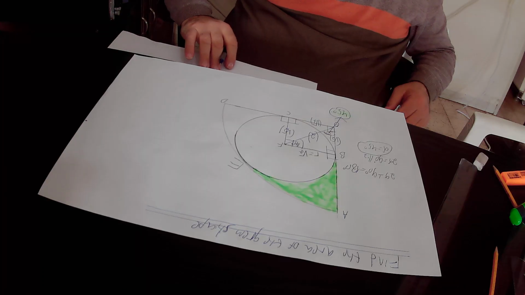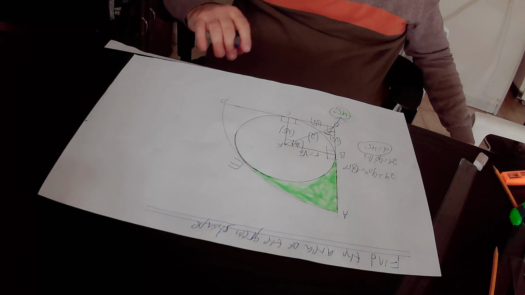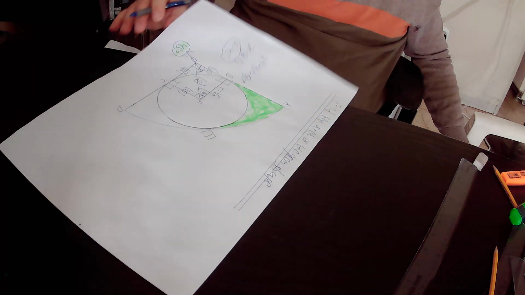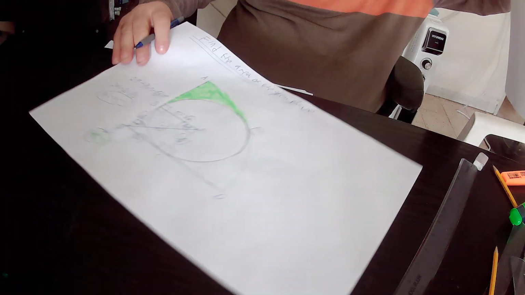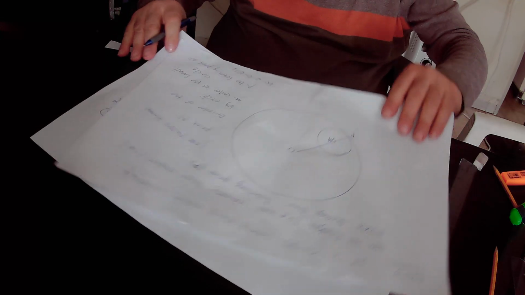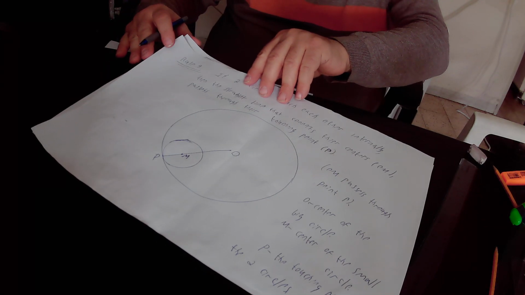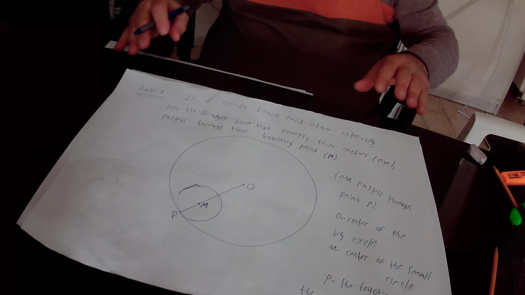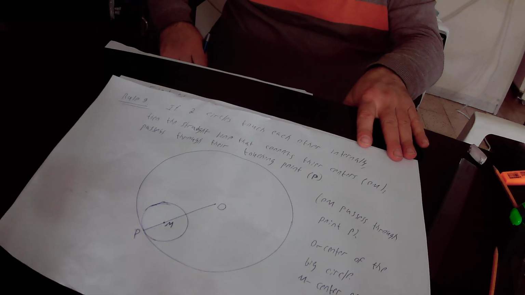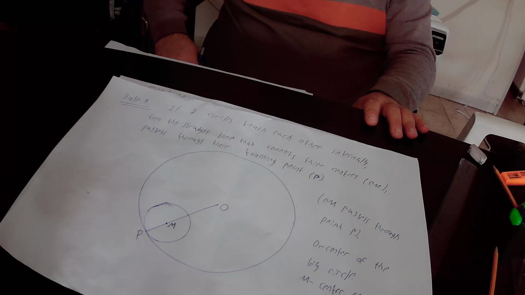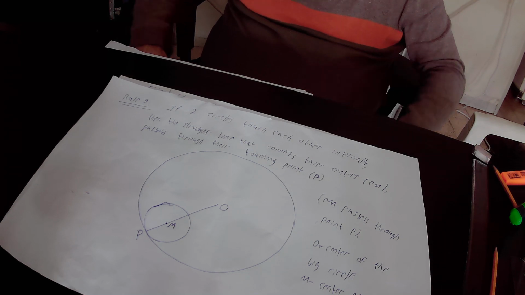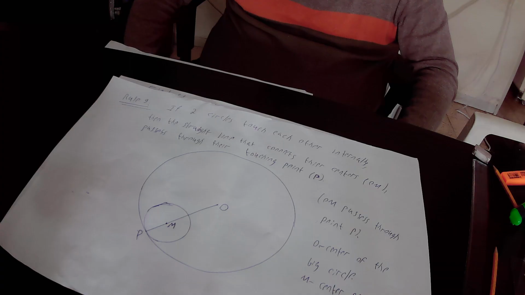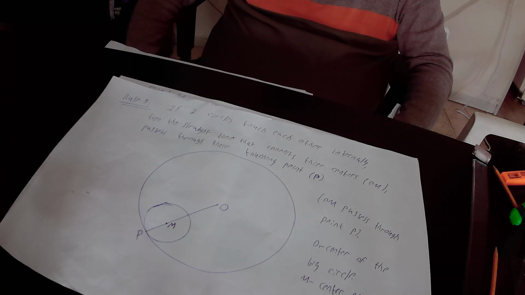So in the next step, I will present to you a new rule and we will implement the new rule in our drawing. The new rule is rule 9. According to rule 9, if two circles touch each other internally, then the straight line that connects their centers together must pass through their touching point.